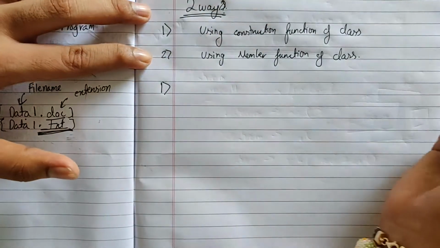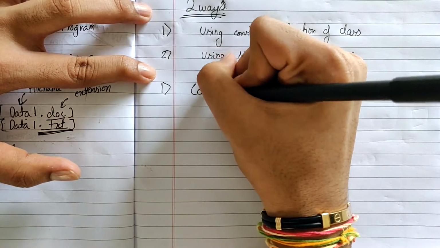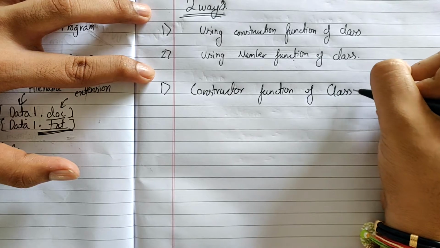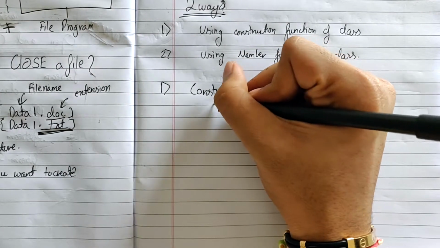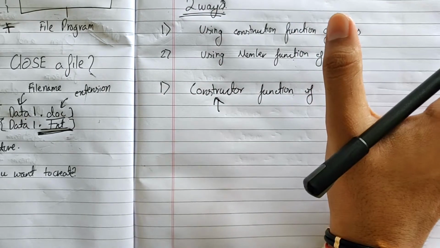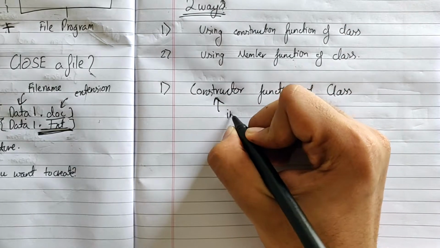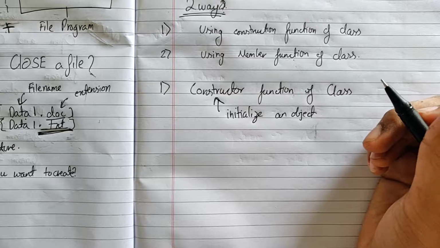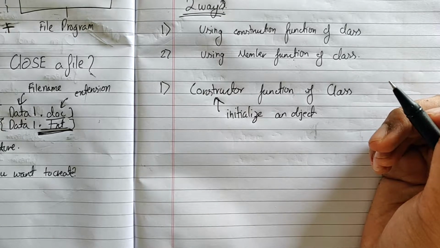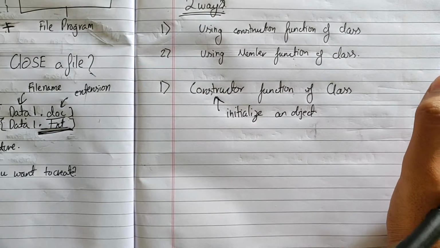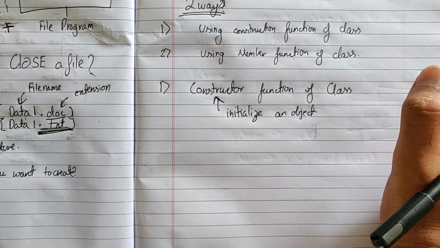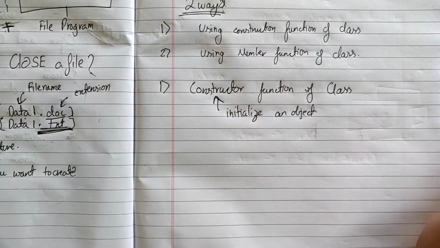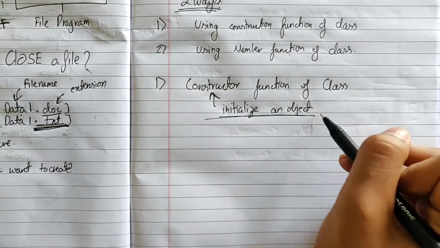So let's check the first one out: the constructor function of the class method. Why do we use a constructor? Not in terms of file handling, but why do we regularly or primarily use a constructor? We use a constructor to initialize an object. We have used constructors before to initialize the data of the object, for example an int: we used to write int a equals 0, b equals 0, to initialize the variables. Even in the case of file handling, we use it to initialize an object.